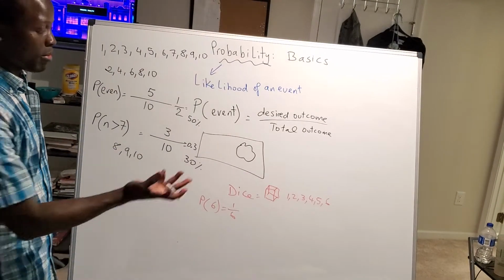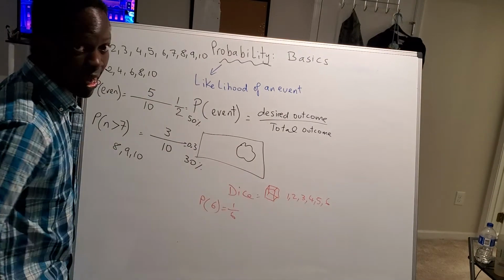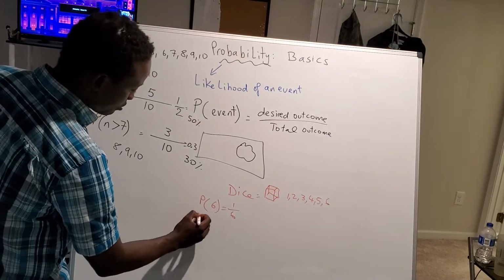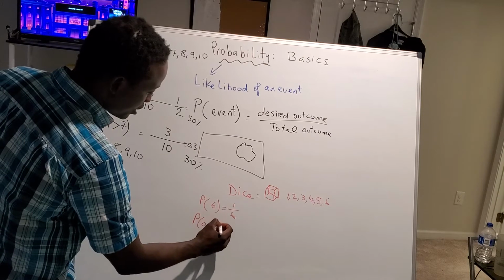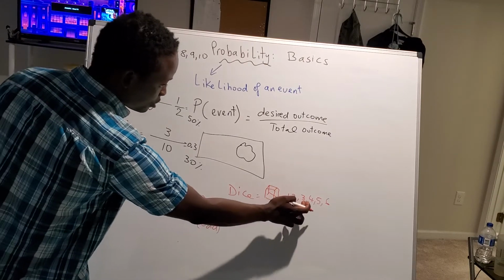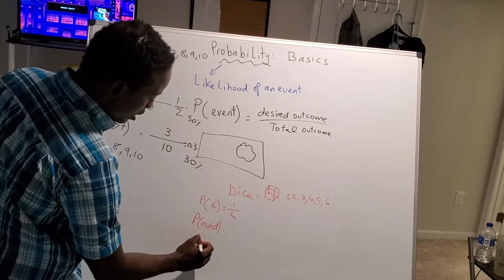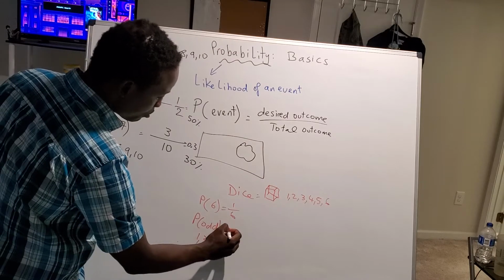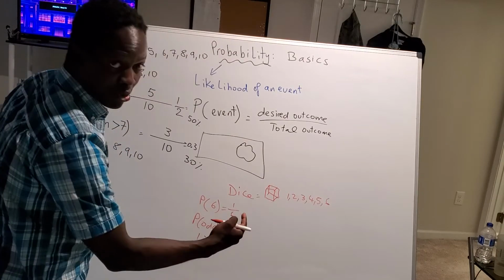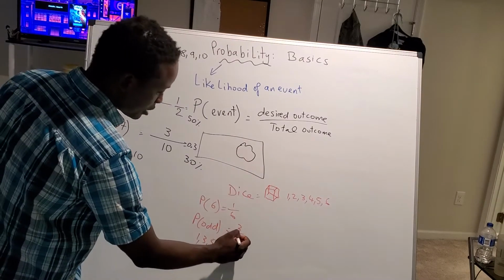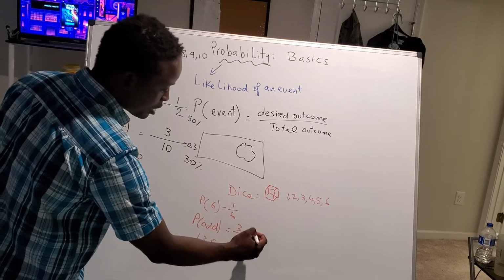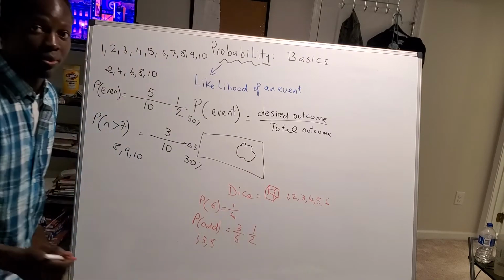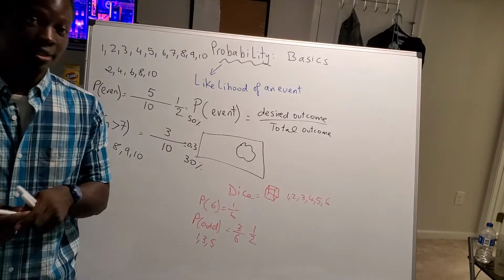Now we can ask different questions too, like what's the probability you get an odd on the dice. How many odd numbers do you see on the dice? 1, 3, 5, right? How many is that? 3. And the total number of possible values for the die? 6. So 3 over 6. You divide both sides by 3, so that's 1 over 2. So the probability you get an odd number on the dice is 50%.